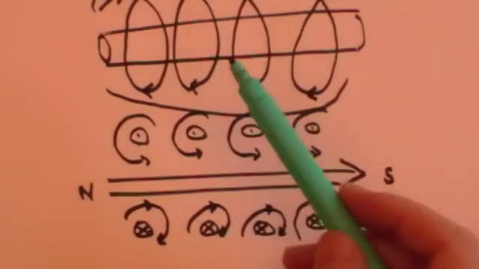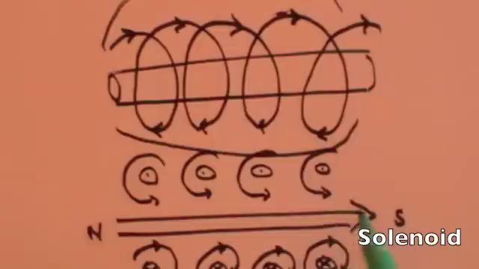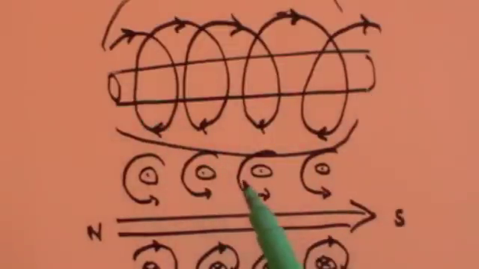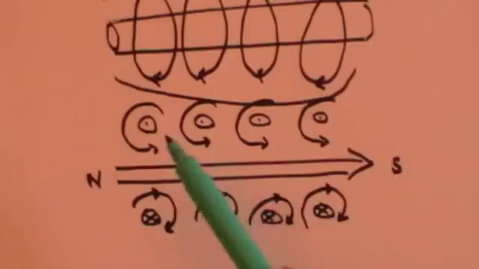The coil of wire is called a solenoid. When you put the iron core in the middle to enhance the magnetic field, that becomes an electromagnet. And a key virtue of an electromagnet is it's only magnetic when the current is flowing. Switch the current off and there's no magnetic field.